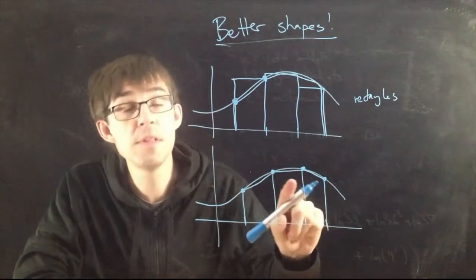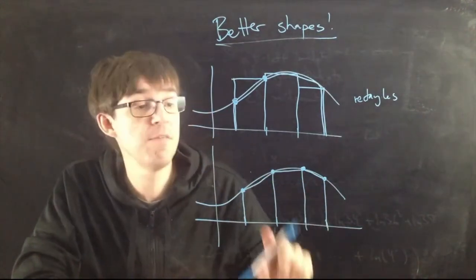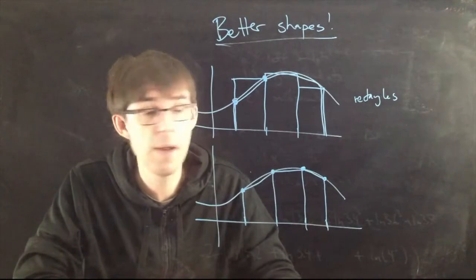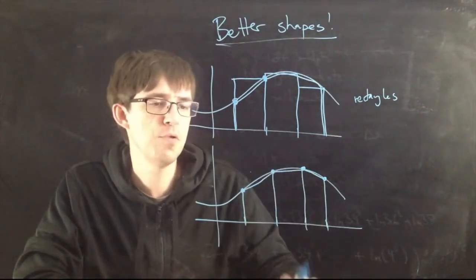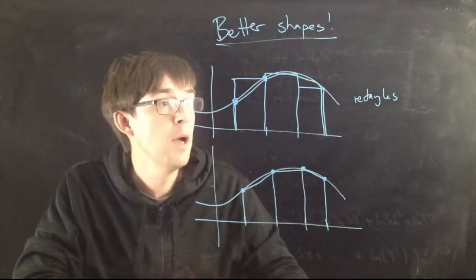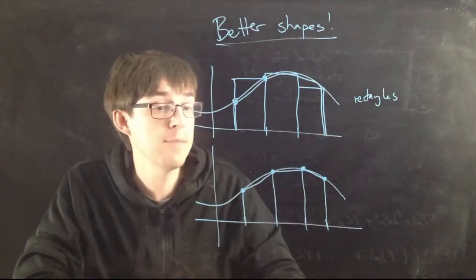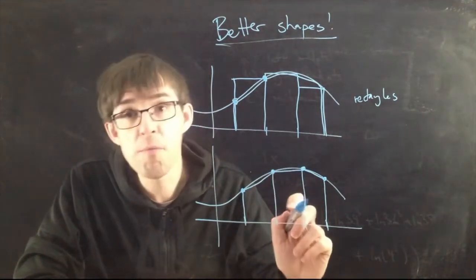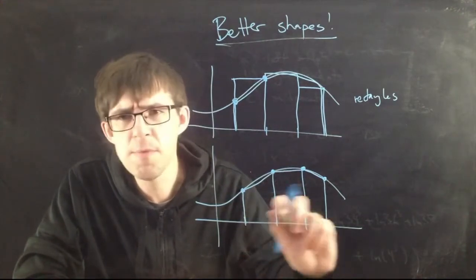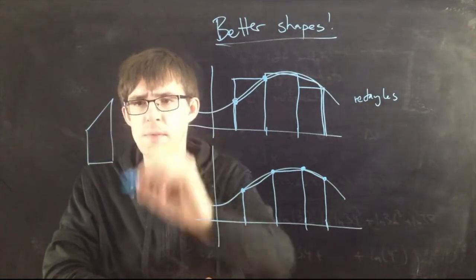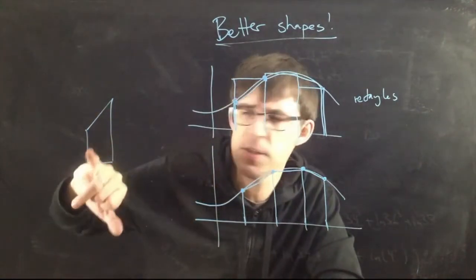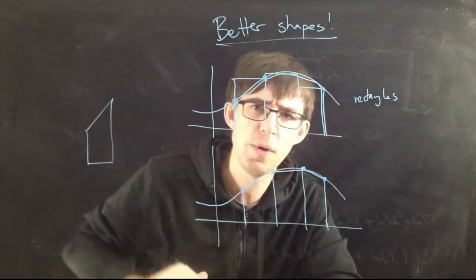Now, to me, this looks like a much more accurate way of measuring the true area under the curve, all right? It's still not exactly going to match because the true area is curvy, but this is much better as an approximation. These are not rectangles anymore. What is the name of this shape? They look like that. You know the name of that shape? This actually is a trapezoid, right?